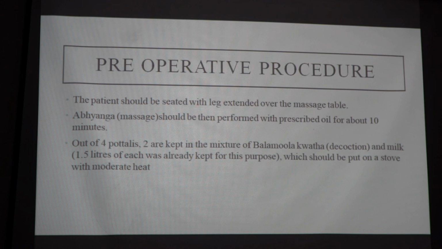Out of 4 potlis, 2 are kept in the mixture of Bala Moola Kwatha, decoction, and milk. We had 3 liters of Bala Moola Kwatha. We added 1.5 liters in one part, and the other 1.5 we'll keep for potli purposes. We'll dip the potlis in that and then use them for the procedure. So out of 4 potlis, 2 are kept in that mixture of Bala Moola Kwatha and milk, which should be put on the stove on moderate heat.